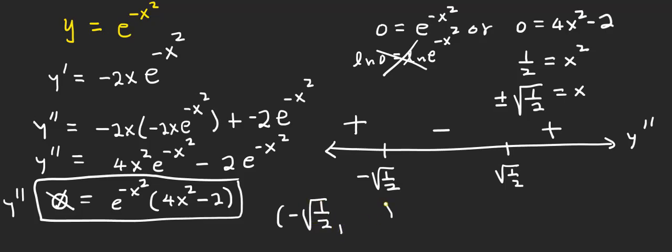And how do you find the y value of the inflection point? You have to plug it into the original. And it turns out it's going to be e to the negative 1 over 2. Also, the other inflection point will be at x equals radical 1 over 2. And you plug it into y. You end up getting e to the negative 1 over 2. So therefore, you have two inflection points.